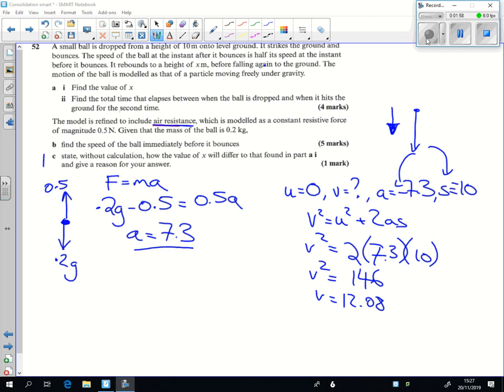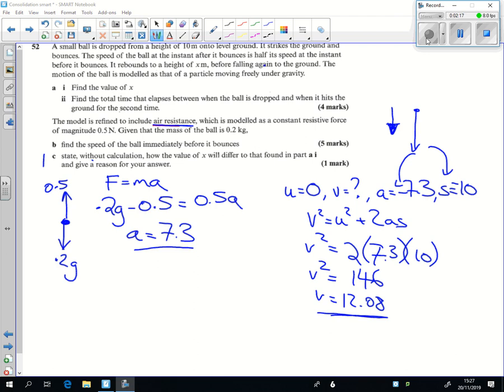Last part, a little bit of discussion there. How will the value of x? Well, you could actually just go through the calculation, even though it says don't. But it does end up being a bit lower. It's a lower time. It turns out to be 1.48 actually.